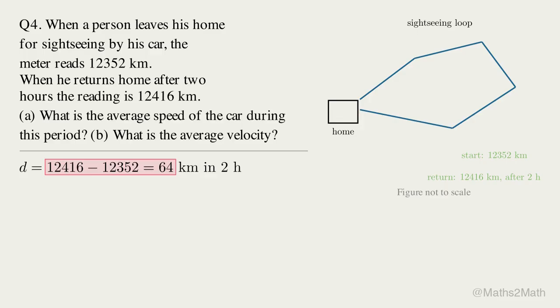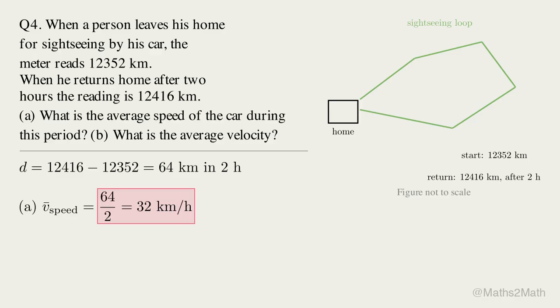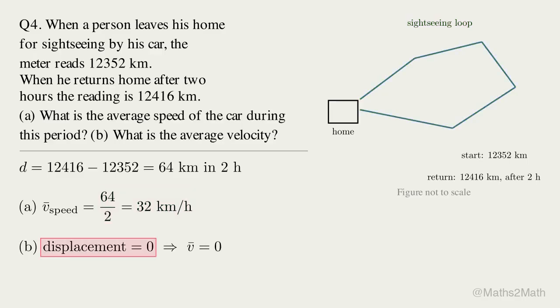12,416 minus 12,352, which is 64 kilometers in 2 hours. So the average speed is 64 over 2, 32 kilometers per hour. But he returned to his starting point. The displacement is 0, so the average velocity is 0.